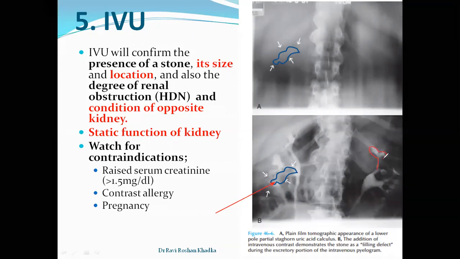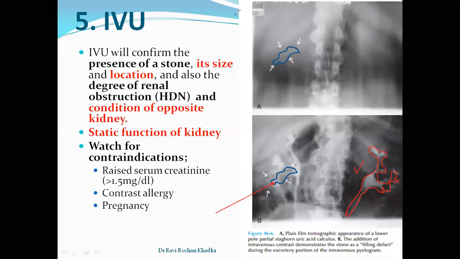See the upper calyx, the mid and lower calyx. The pelvis is seen, the ureter is seen. We can guess yes, the opposite kidney is good, fine, no problem, and this kidney contains a fairly large stone. So we can plan for the approach of the surgery.